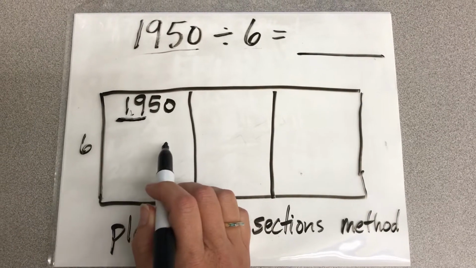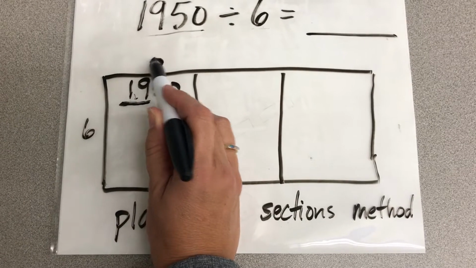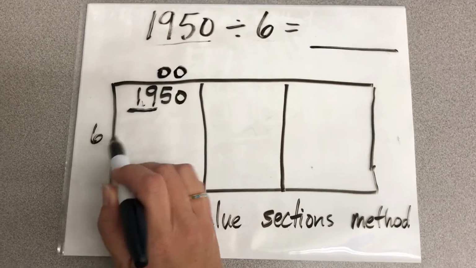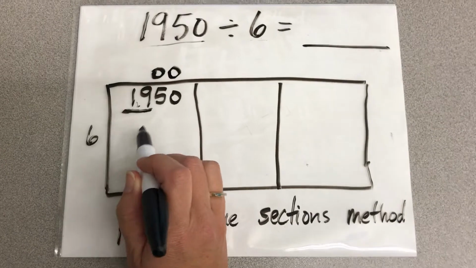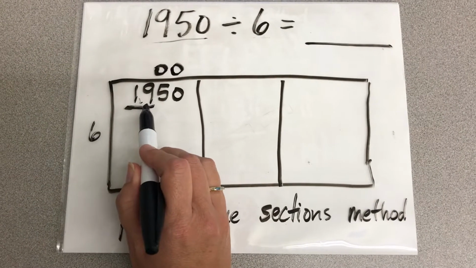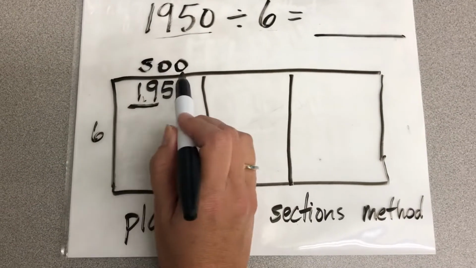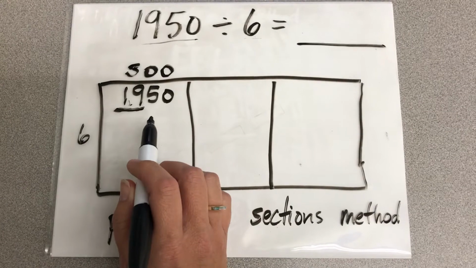Now we are asking ourselves how many hundreds fit. So our answer is going to have hundreds, but we're only going to pay attention to the 19 part of 1,950. So how many sixes fit into 19? Well, 3 of them do. And since we're talking about 100, we're going to write the zeros after to make that 300.